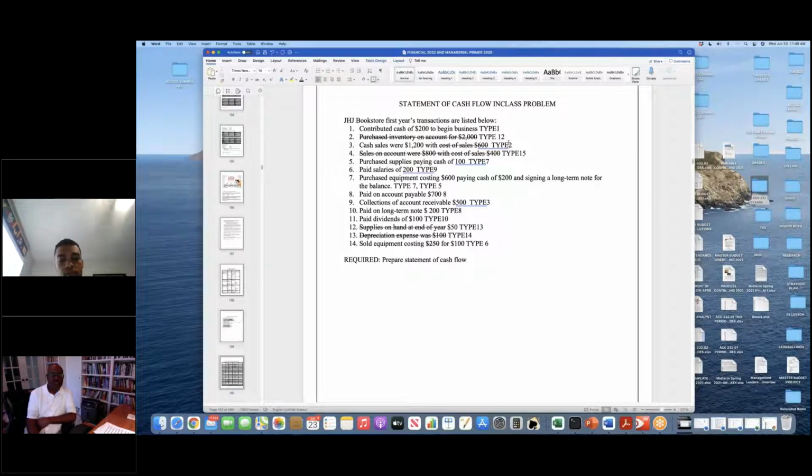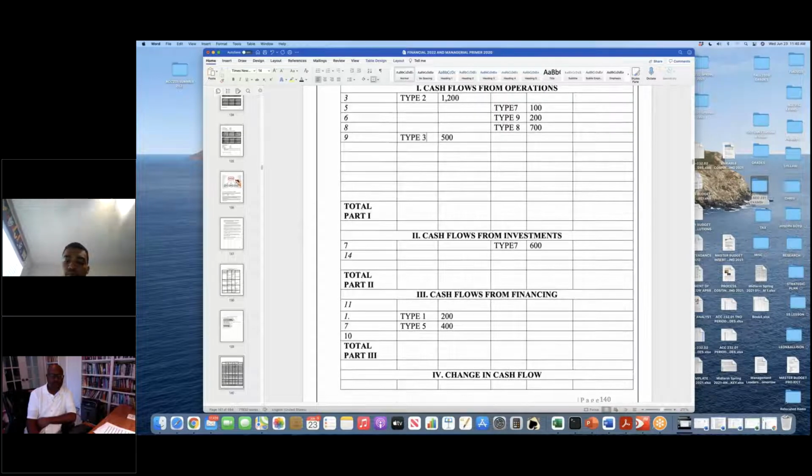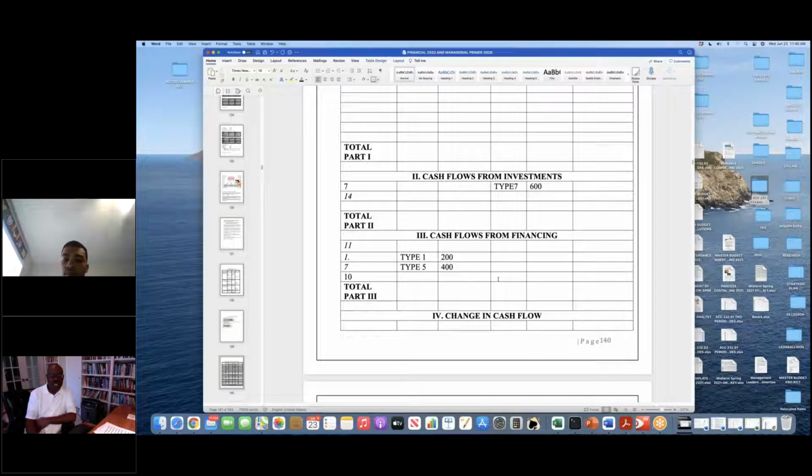That's 200, number 10. So with transaction 10, it's $200. It's type A.